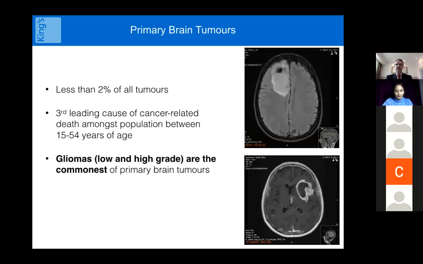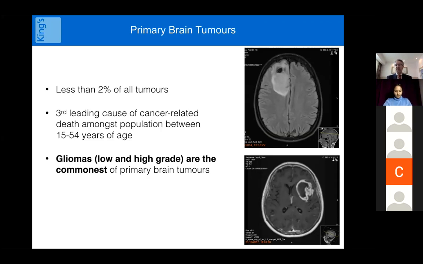So when you go to tumors, we divide tumors into two broader groups. We have primary brain tumors, that are tumors that develop from the brain and within the brain itself. And these tumors are overall rare in the general population. They represent less than 2% of all tumors. However, they are relatively frequent in the young population, being the third leading cause of cancer-related death among the teenage and young population, in the span between 15 and 54 years of age.